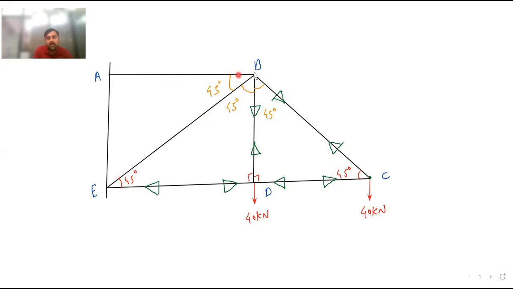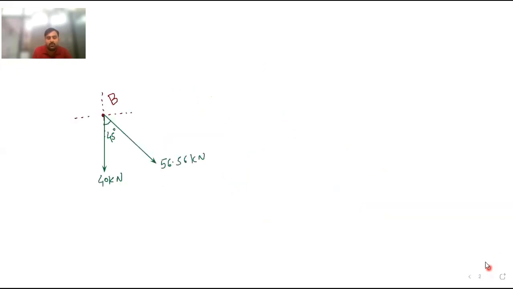And last is BA. BA is the horizontal member. We don't know the force in member BA. So we will assume these two members as having tensile force, and if we get a negative answer, then we will change its nature. So here BE and BA. So I will draw this, the FBE.